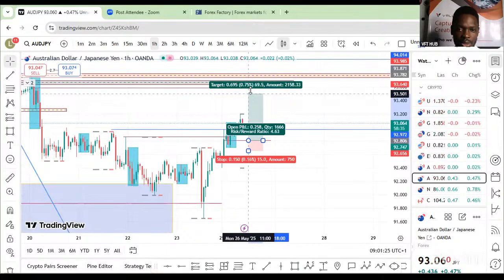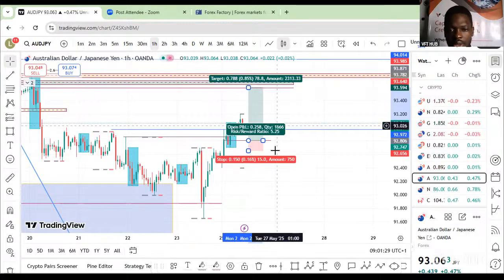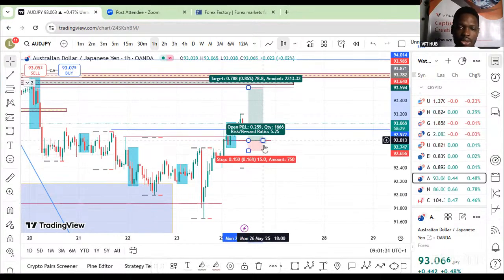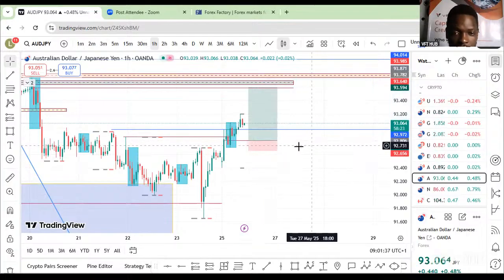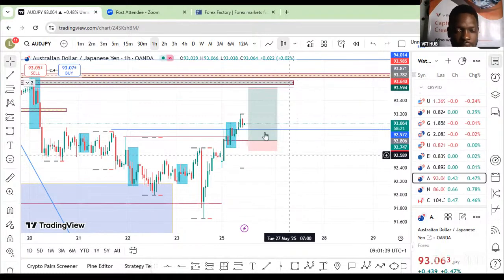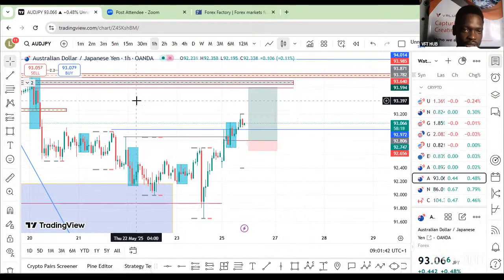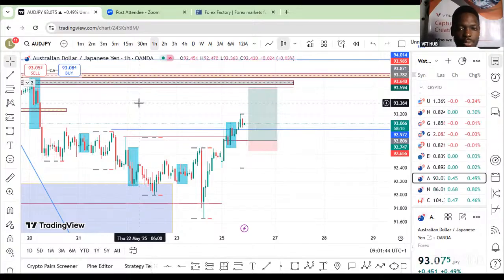So that is about it. Just allow price to come and take out liquidity around this level. So that's about 1:5. We are risking 15 pips for 78 pips if you want to take that. But I would advise that it looks more like a low probability trade, but you can still take it because of the signature we are seeing on the 15-minute time frame.